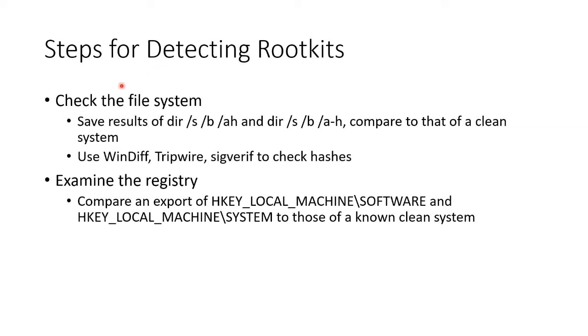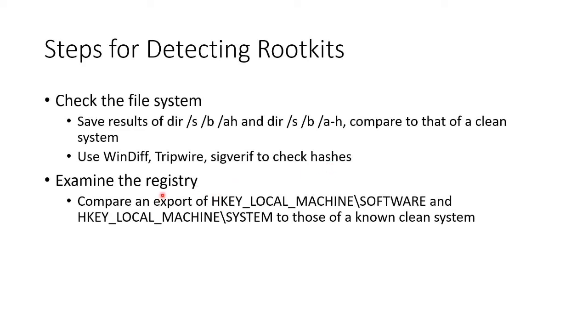So one thing you can do manually, which you don't want to do, you want to use a tool that'll do this for you. Check the file system. You could run a directory command, dir, which is a DOS command. We can basically run a dir command that checks all subdirectories for archive and hidden, and then archive not hidden, or unhide rather, and compare these things to that of a clean system. Or use a tool like WinDiff, Tripwire, SigVerif to check hashes.